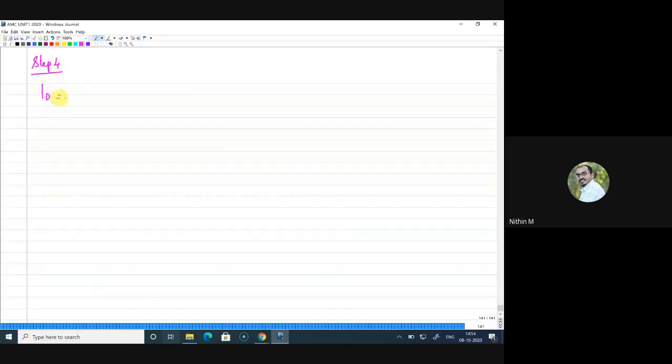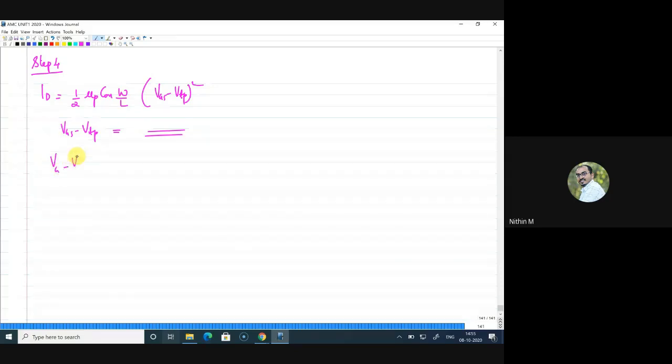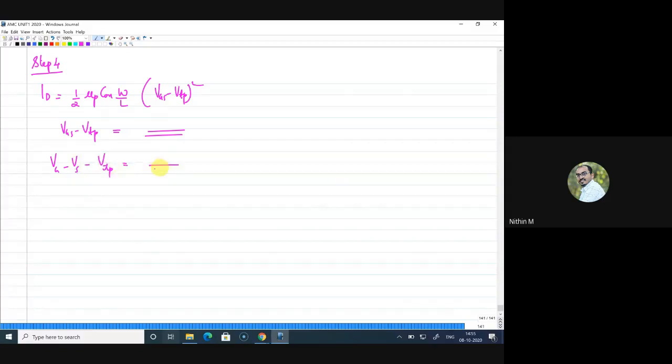Now transistor is in saturation, so ID is equal to half mu p Cox W by L into VGS minus VTP the whole square. Right. Now from this you can find what is VGS minus VTP, because mu and Cox W by L is known and ID is also known. So you can find what is VGS minus VTP. In that, Vg minus Vs minus VTP, you will get a value. You have to take the negative value. Yeah, that is the important thing. Since it is a PMOS, you have to choose the negative value for VGS minus VT.